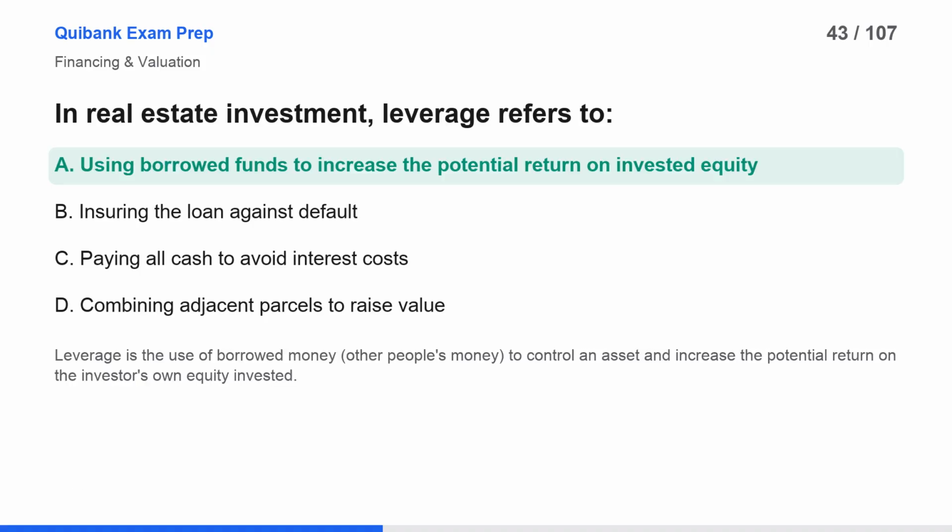The answer is A. Using borrowed funds to increase the potential return on invested equity. Leverage is the use of borrowed money, other people's money, to control an asset and increase the potential return on the investor's own equity invested.